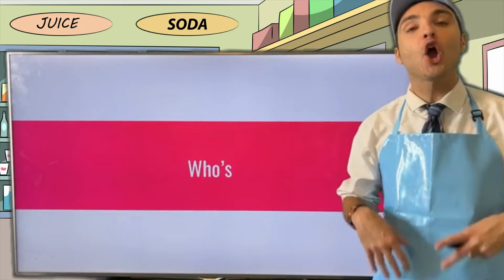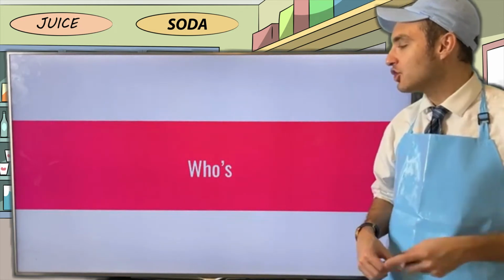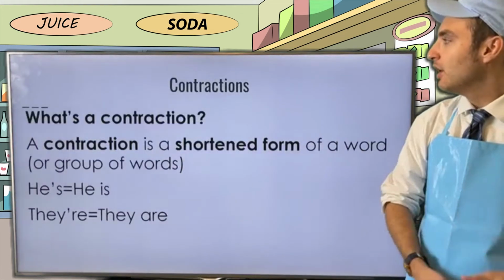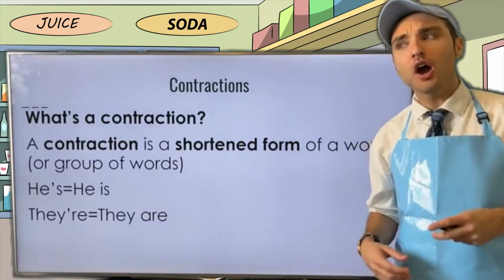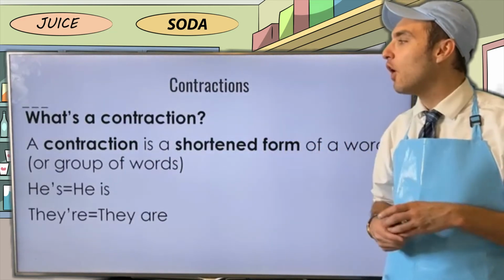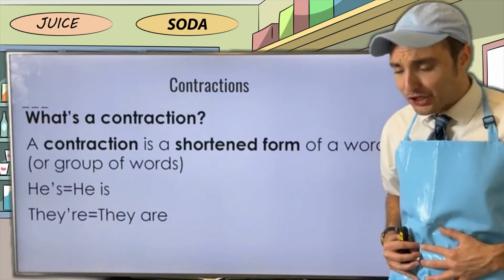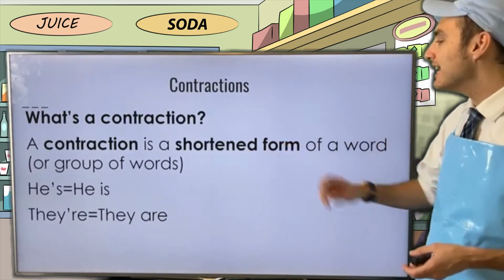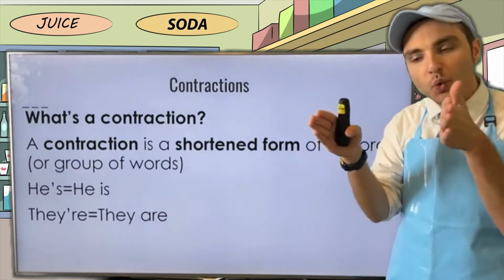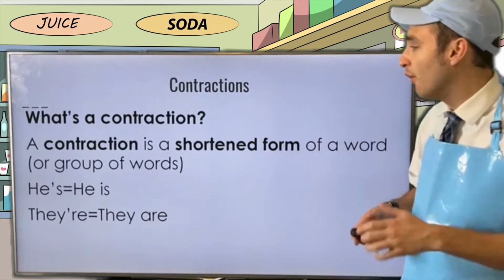First, I want to talk about who's, W-H-O apostrophe S. First of all, you should know that W-H-O apostrophe S is something called a contraction. No, not where babies are kicking your stomach. A contraction is a shortened form of a word or a group of words, taking those two words and putting them into an easier little form.